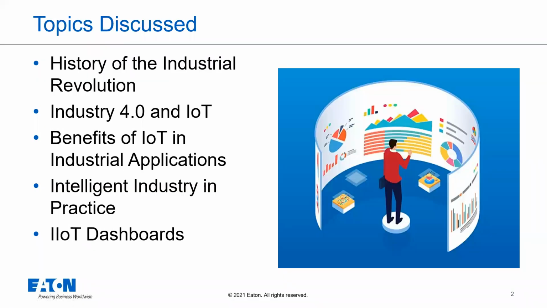The topics that we're going to discuss in this presentation: we're going to look at the history of the Industrial Revolution, because you can't know where you're going until you know where you've been, right? Everyone always says that. And plus, I needed a few slides as filler because I can't talk for a long time. All right, Industry 4.0 and IoT, benefits of IoT in industrial applications, intelligent industry in practice, and then we're going to finish it up talking about industrial Internet of Things dashboards.